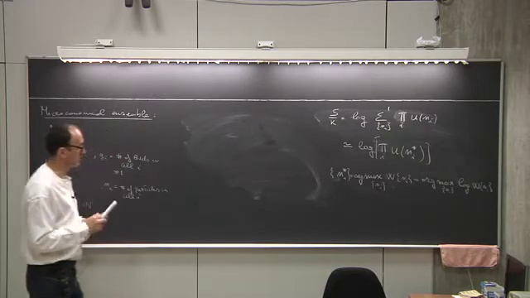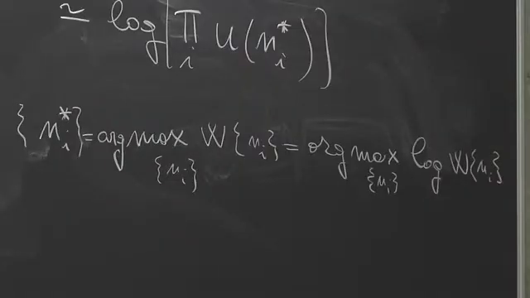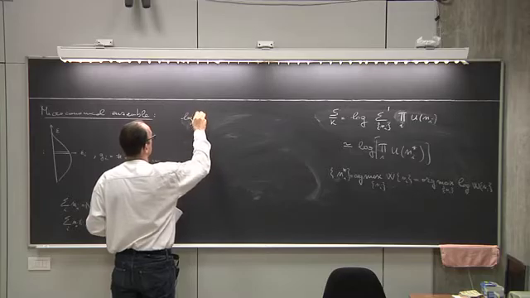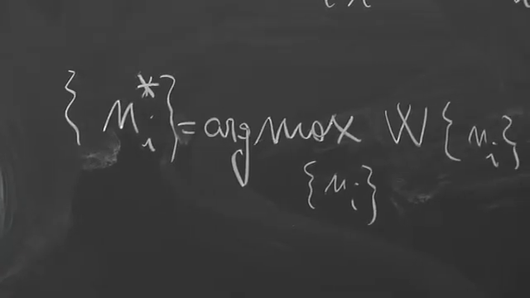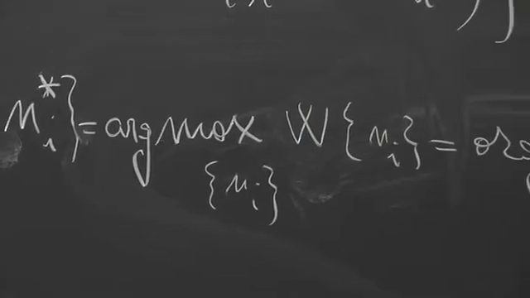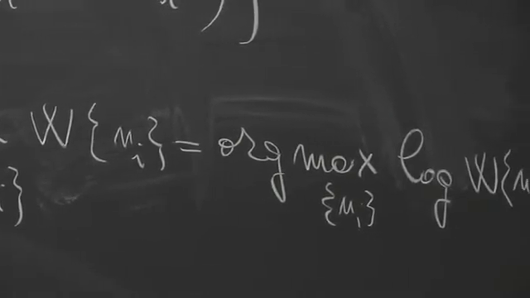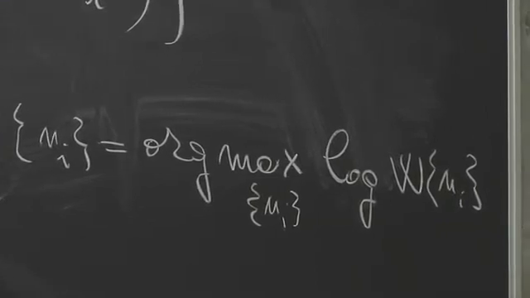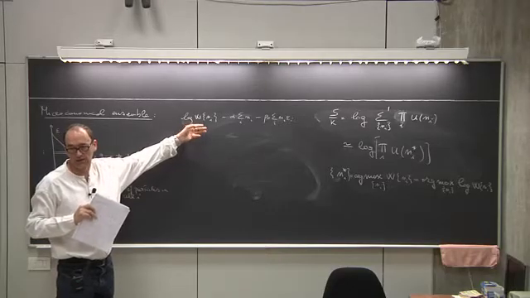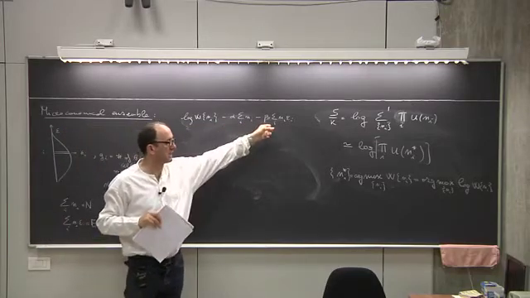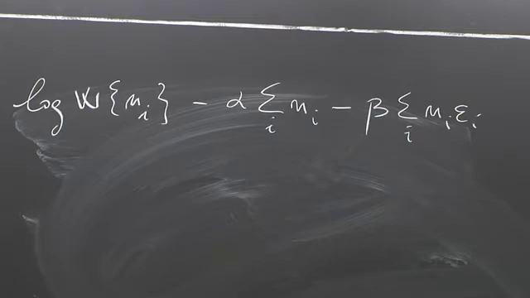And in order to deal with these two constraints, what I have to do is to introduce Lagrange multipliers, right? So the n_i star will be a solution of, I have to consider the function which is log of W of n_i minus alpha sum over i of n_i minus beta sum over i of n_i epsilon_i. And I have to look for maxima over the n_i of this function, and then adjust alpha and beta such that these two constraints are satisfied. Okay.